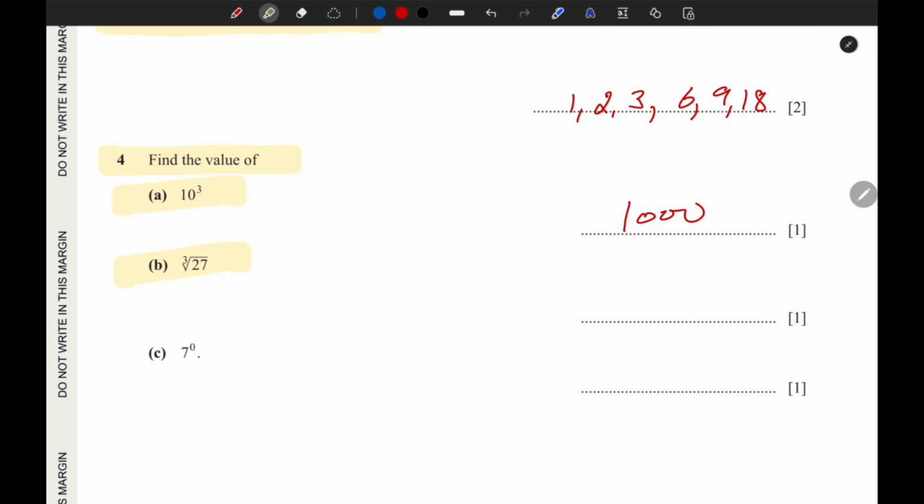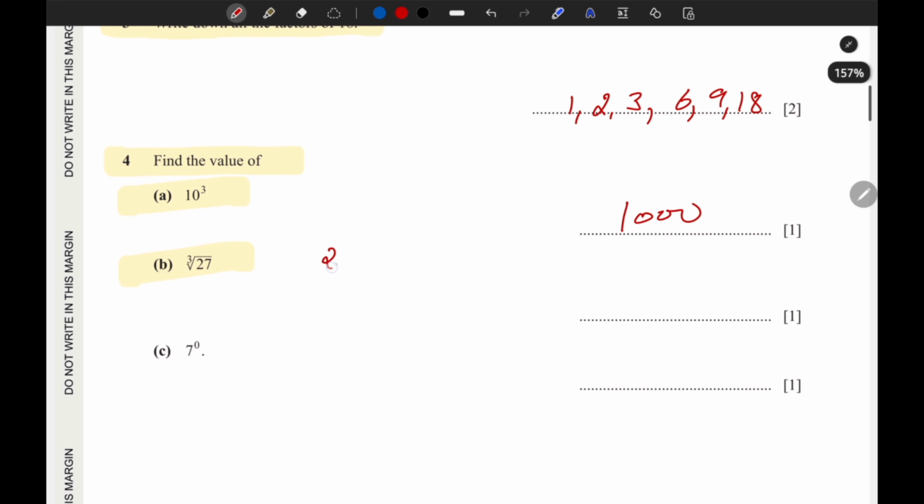And now the cube root of 27. See, actually we can write this as 27 to the power 1 by 3. Now what is 27? 27 is 3 to the power 3, all to the power 1 by 3. You know that when it is power to the power, they are multiplied. So this is 3 times 1 by 3. You cancel them. So the answer is 3.